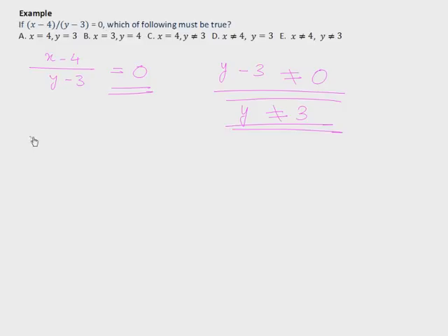I can cross multiply. I get x minus 4 is 0 into y minus 3, which means it's 0. So I get x minus 4 is 0, which means x is equal to 4. So I need to get x equal to 4 and y not equal to 3 to have this expression equal 0. That's my complete solution. C.